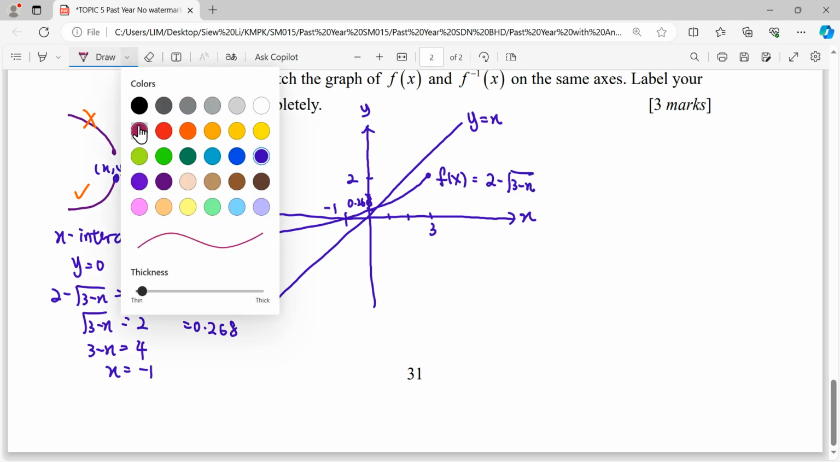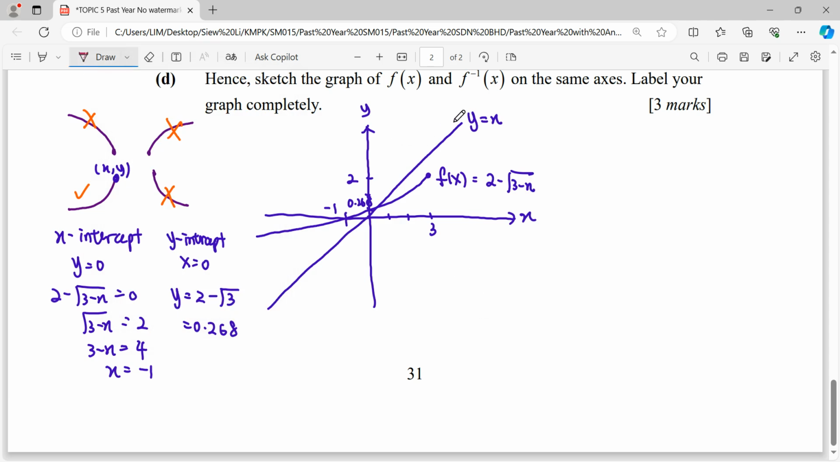Then after that, we're going to reflect. When we're doing reflection, the point 3, 2 will become 2, 3 here. Label, so 3 reflects here, 2 reflects down here. So this is the starting point. Here will be the intercept on the reflection axis. So the 0.268 touching here. So here will be negative 1. Here will be the intercept of 0.268. So this is our F inverse.